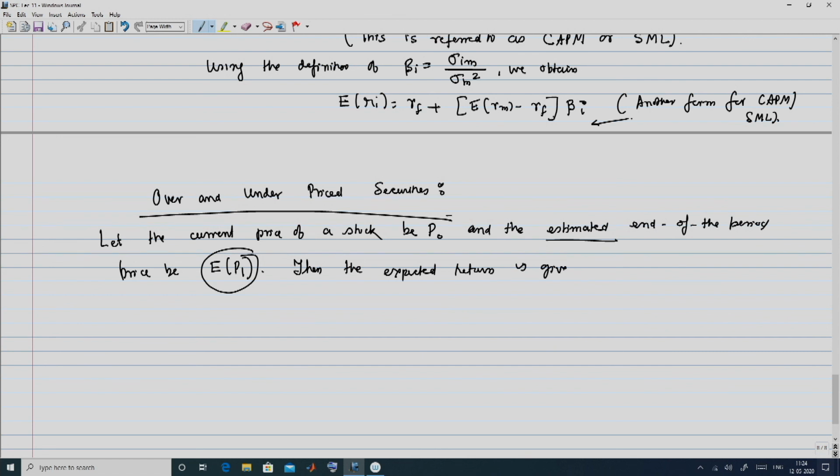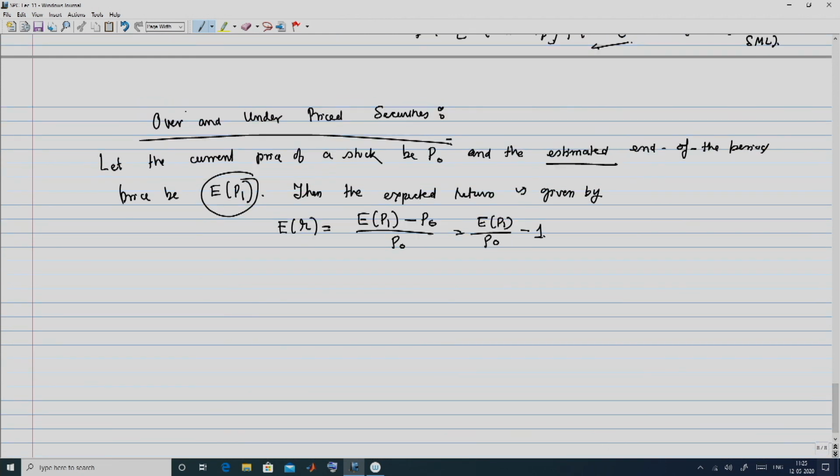is given by, so we will make use of the definition. So, what is expected return? Expected return E of R is going to be the expected price E of P1 minus P0 over P0. So, this is E of P1 over P0 minus 1. Okay, now let us look at the over and under pricing aspect in the context of the CAPM.